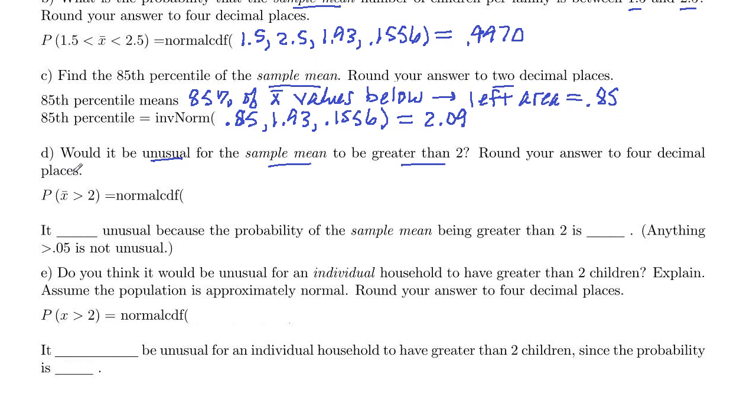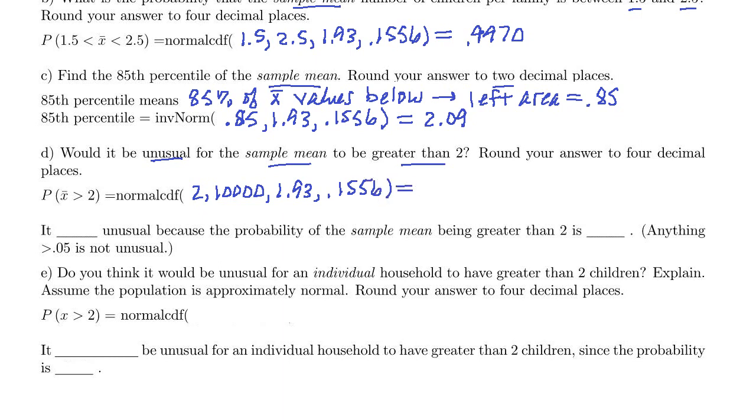Would it be unusual for a sample mean, an x bar value, to be greater than 2? Round answer to 4 decimal places. So what's the probability that x bar is greater than 2? So that's from 2 to the right. So normal CDF, our left cutoff is 2. Our right cutoff, a big positive number. I'll use 10,000. Our mean, 1.93. And our standard deviation, 0.1556 again.